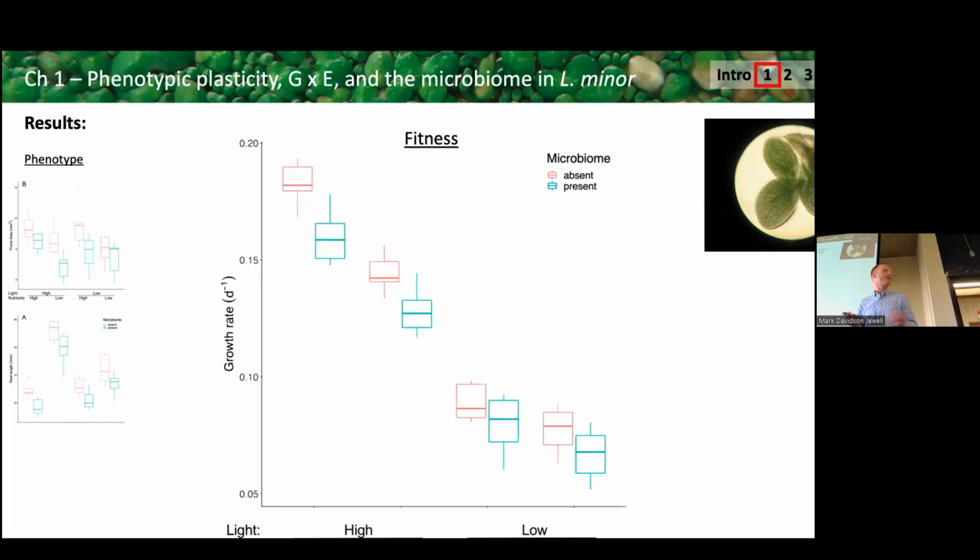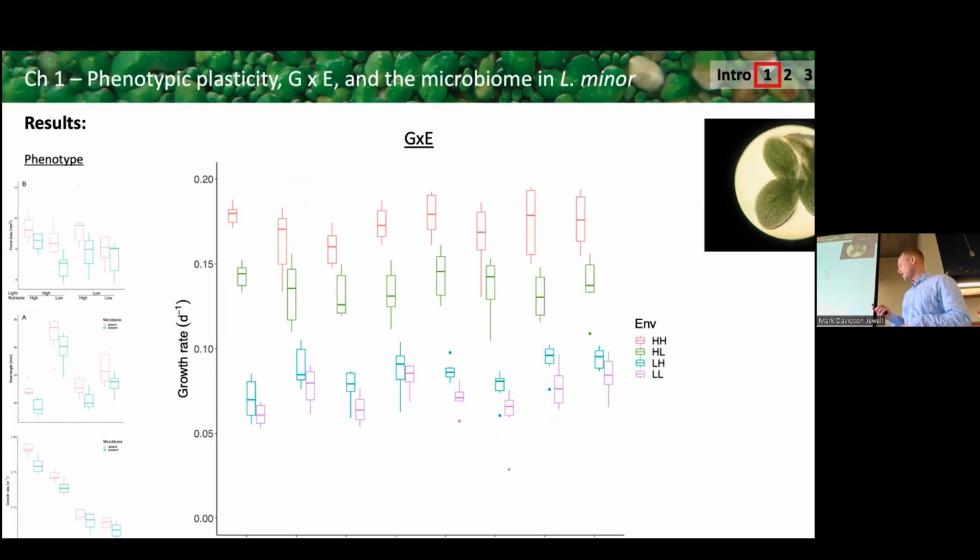Now looking at fitness, which is essentially population growth rate in an asexual species. So of course, fitness depends on the environment. You give plants more light and nutrients, they grow faster. Surprise, surprise. But looking at the effect of the microbiome, again, across all environments, the green bars are lower than the red. That means that the overall effect of the microbiome on host fitness is negative. It decreases host fitness.